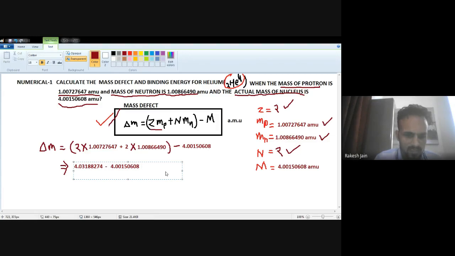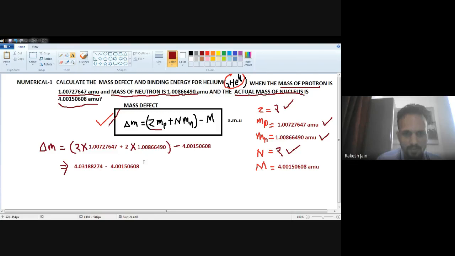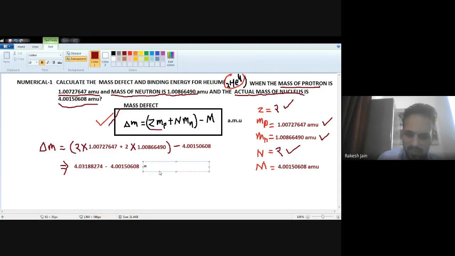4.03188274 minus 4.00150608. So we can easily find out 0.03037666. Okay, so we will find out the answer as, finally the mass defect is 0.03037666 AMU. So this will be the answer of this question.